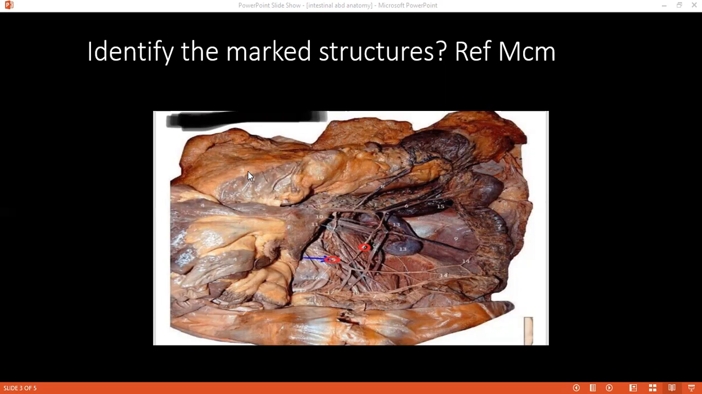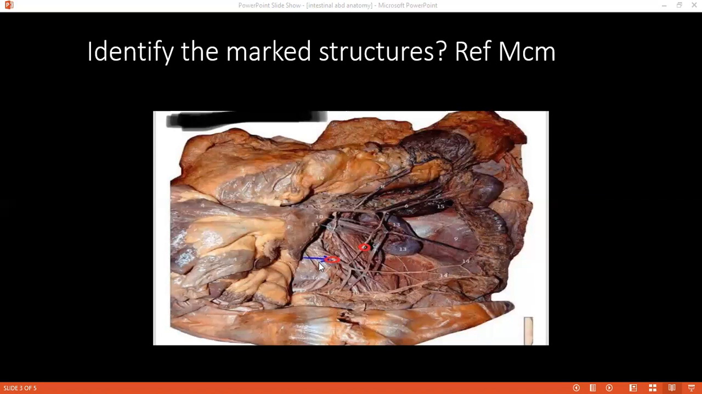Where the bile duct enters the duodenum, and the midgut is from the second part of the duodenum to the distal transverse colon, and the hindgut is from the distal transverse colon to the upper part of the rectum. Hindgut.